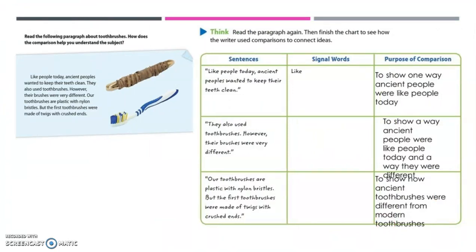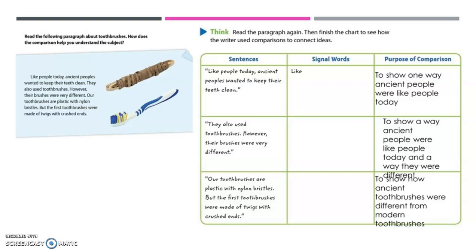Boys and girls, this page of your packet has a graphic organizer, and they want us to complete the chart to see how the writer used comparisons to connect ideas. So let's complete the graphic organizer together. So as you fill in your graphic organizer in your packet, I'll do the same with the Nearpod writing tools. Are you ready? All right, let's go.